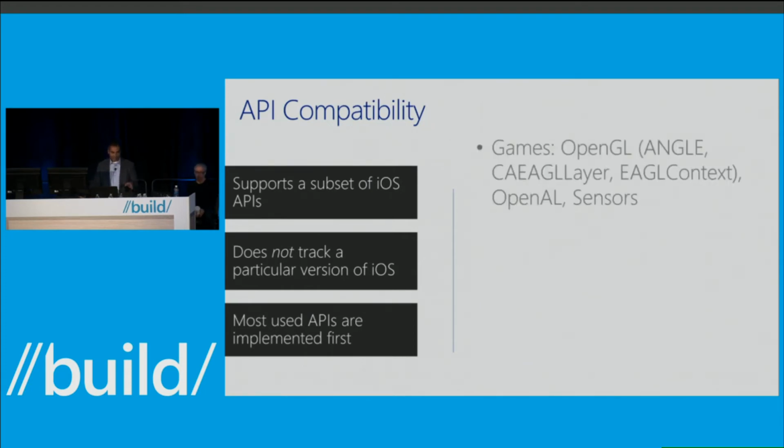So what does work really well? In broad strokes, these are kind of the areas where we focused on and that work really well today. Things game developers need. So you get out-of-the-box support for OpenGL, OpenAL for your audio playback, sensors like your accelerometer, your gyro, core motion, all of those sorts of things work really well out of the box.